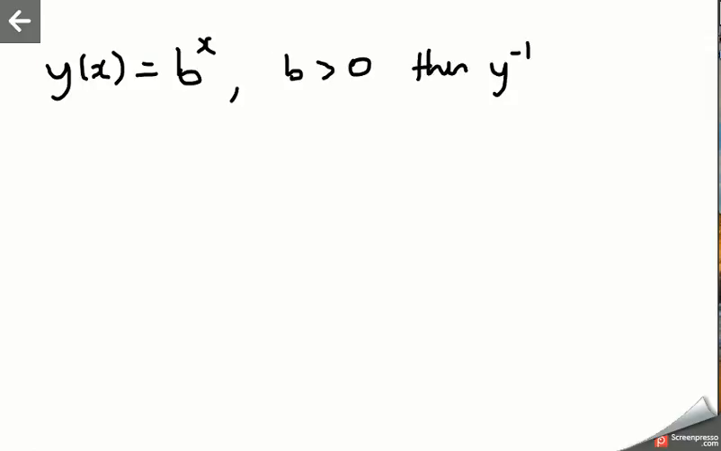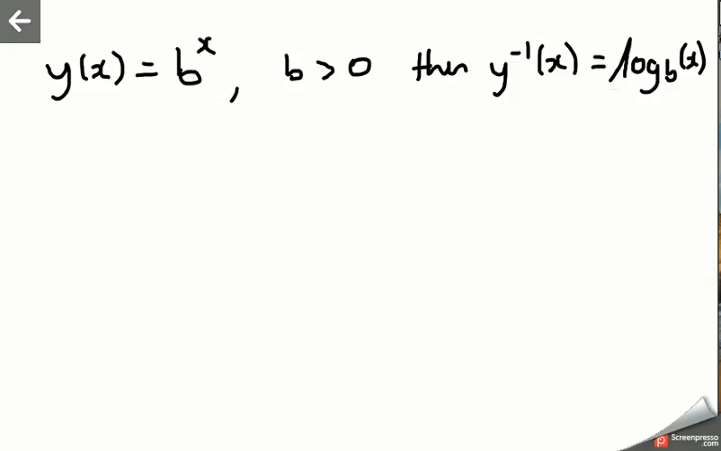If we're given an exponential function of the form y of x equals b to the power of x, where b is some fixed base and b should be greater than 0, then y inverse of x is equal to log to the base b of x. In other words, these two functions are inverses of each other. The logarithm to the base b is the inverse of the function b to the power of x.